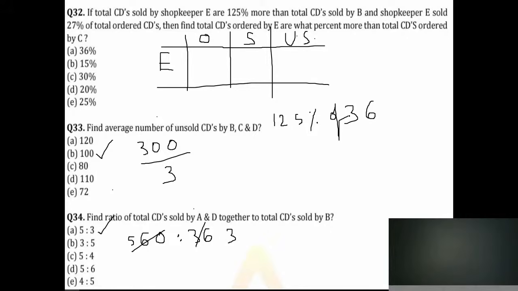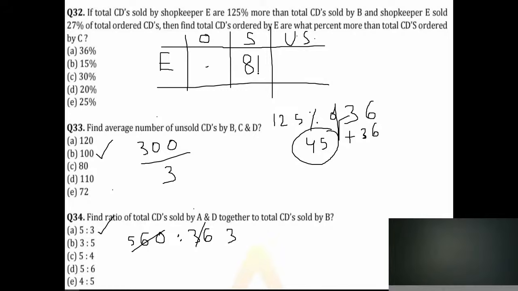125% of 36 is equal to 125 by 100 into 36, which is equal to 45. So 125% more. More means you should add: 45 plus 36, which is 81. So the total CDs sold by shopkeeper E is 45 plus 36, which is equal to 81. So sold by E is 81.